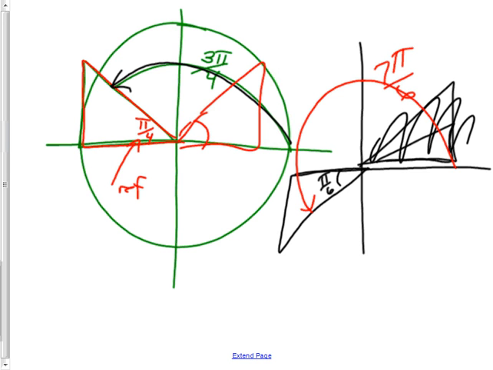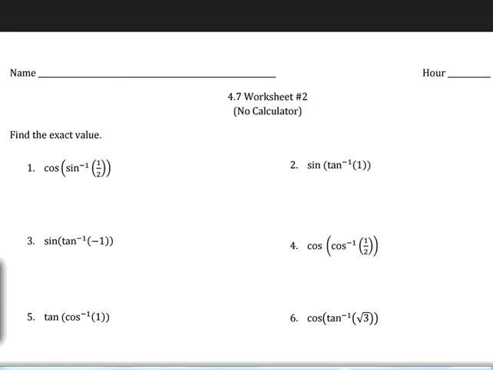Okay, now let's get to a few problems off 4.7.2. If you haven't got your iPad, you'll have to copy these off the board. Give me just a second to pull it up. Okay, so here's our problem set. That very first one, number 1. So, inverse sine of a half.